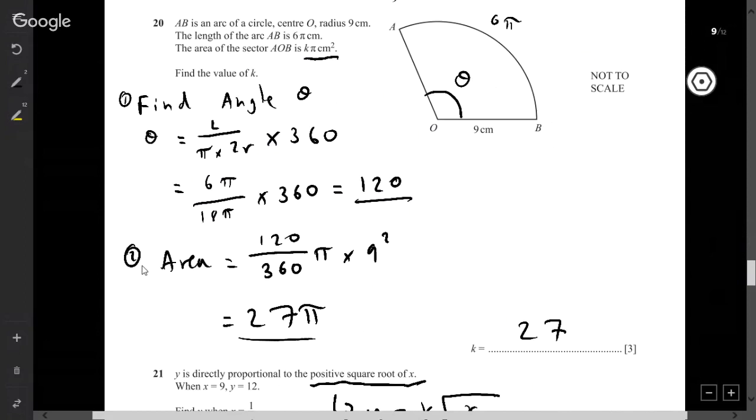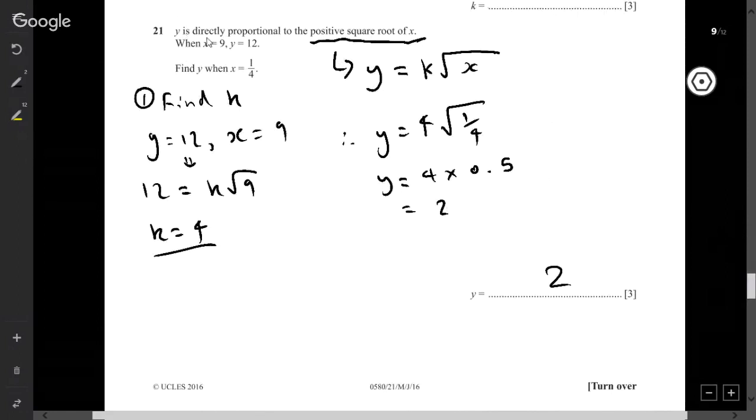And the area of a sector, this is again another formula you'll need to know, is the angle of the sector over 360 times pi times r squared. So in this case, that is 120 over 360 times pi times the radius, which is 9 squared. And that gets us 27 pi. Remember, they want it in pi form, and there is the answer. So k equals 27.